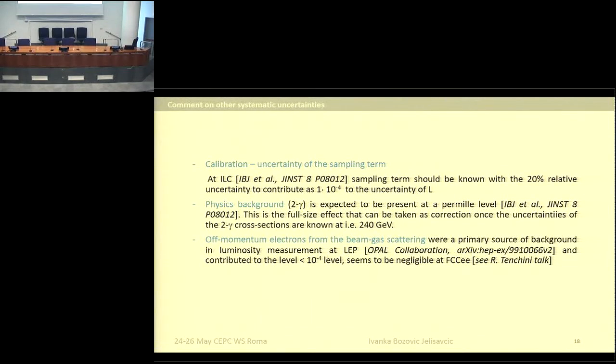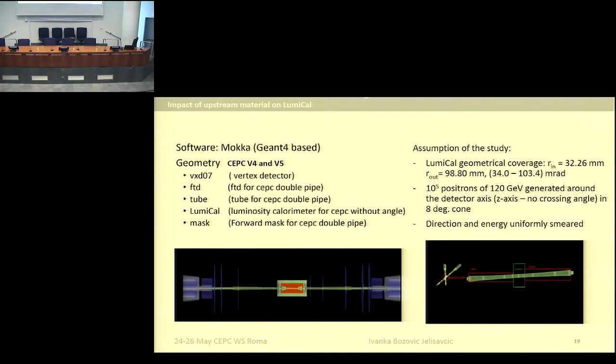There are some other effects that we looked into for the linear collider. For instance, I provide some references like the sampling term and so on. So I conclude with the systematics.